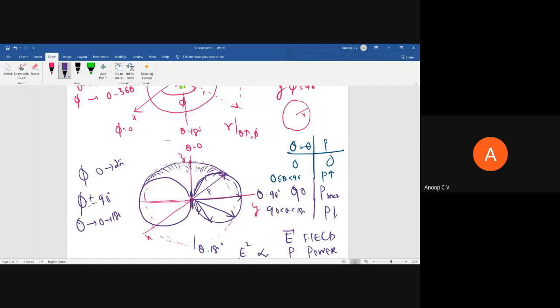The same thing will be there in front of the board, in front of the page. So that will be the radiation pattern. It's like a donut. The direction of maximum radiation is theta equal to 90 degrees, and for theta equal to 0 and theta equal to 180, there is no radiation. Such points are called nulls. The direction in which no radiation is there, we call it a null.